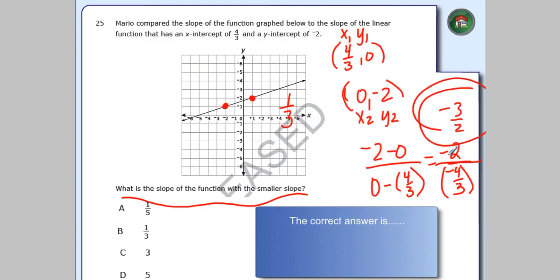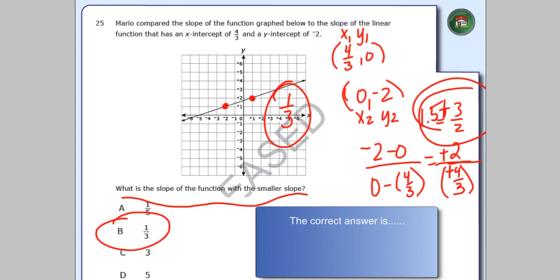I'm sorry, it's not negative 3/2, it's negative 2 divided by negative, so that would be positive. So positive 3/2. So 3/2 is 1.5, and this is 1/3, which is less than a half. So this one would be the smaller slope. It's important to find both of them there to make sure that you are comparing the right numbers together.